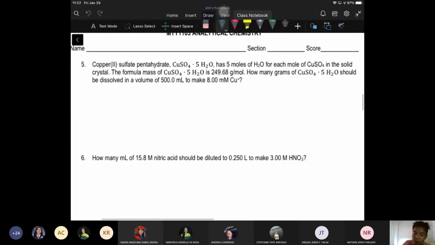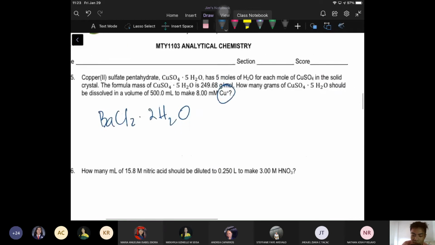Okay? This number 5, I will leave to you. You answer this one, because this problem is similar to the barium chloride dihydrate that we discussed last time, the one in the PowerPoint. So the way of solving it here is similar to barium chloride dihydrate. So, you are asked to prepare this concentration of copper. It should be copper 2 plus, that's just a typo.